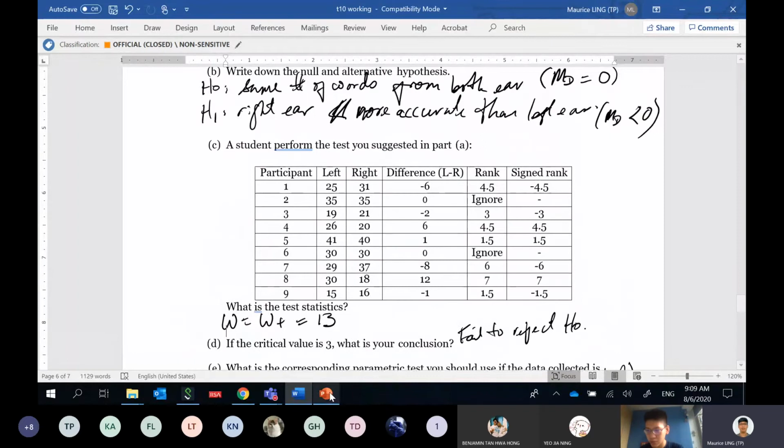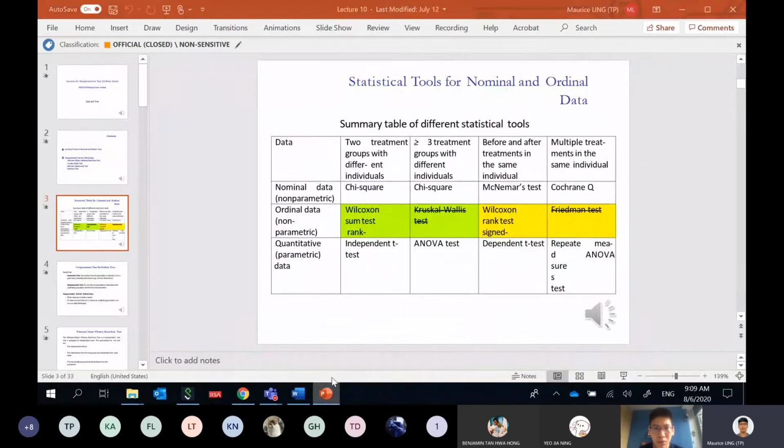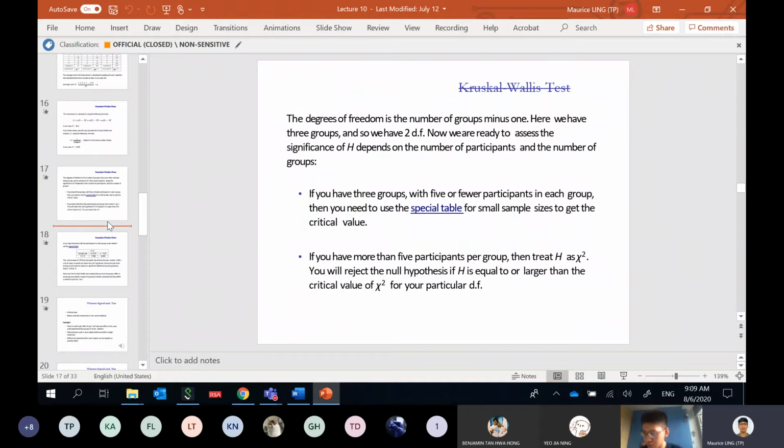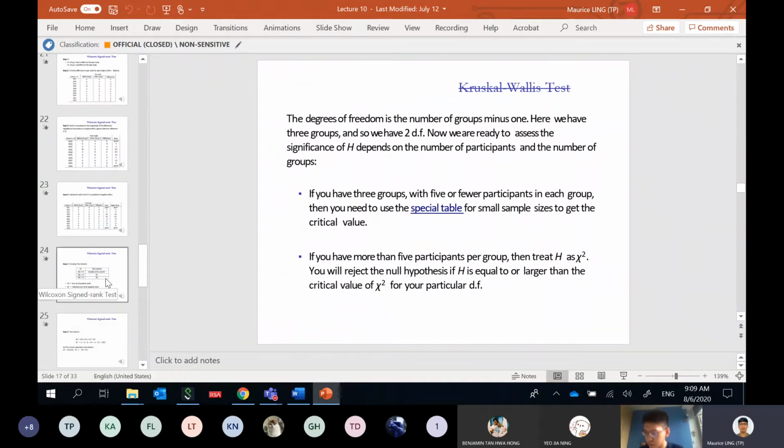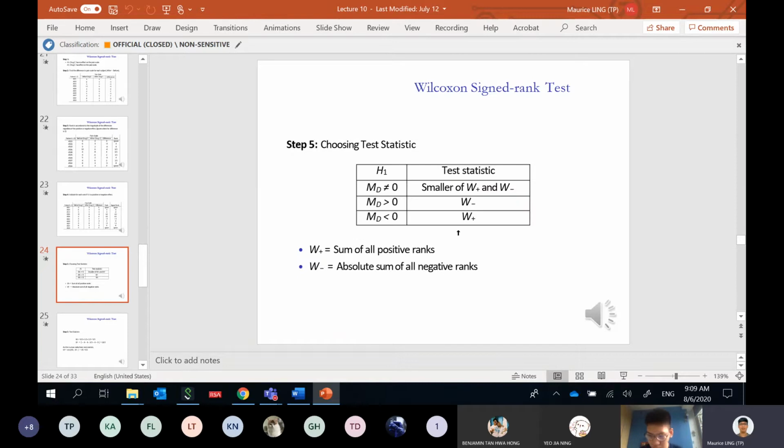So why do you use W plus instead of W minus? You have to go to your lecture. Where on earth is it? Okay, because your alternate hypothesis is less than. That's why I use W plus.